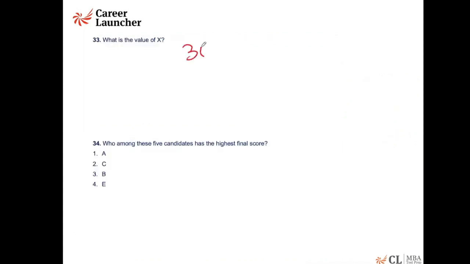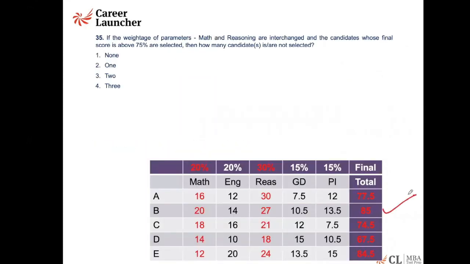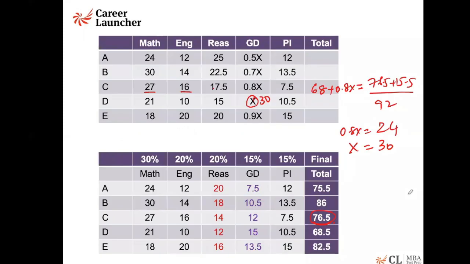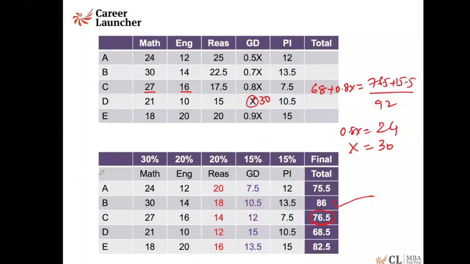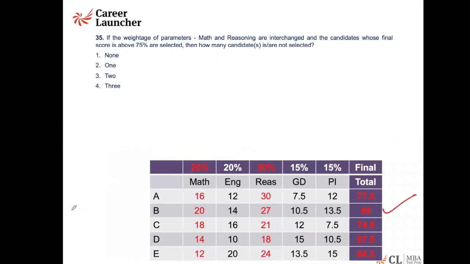That's my first answer. Then you will get this. Who among the final got the highest score? This is clearly 85. Sorry, not this one. My mistake. 86. This was the next question, guys. Sorry, 86. So therefore, answer is B. Now look at this third question that I have done. What I have done here is if the weightage of the parameters math and reasoning are interchanged.